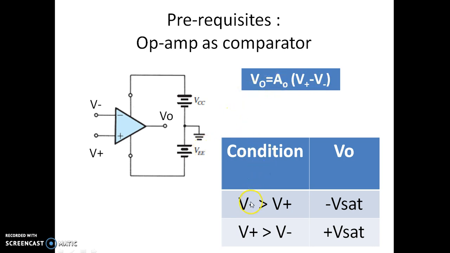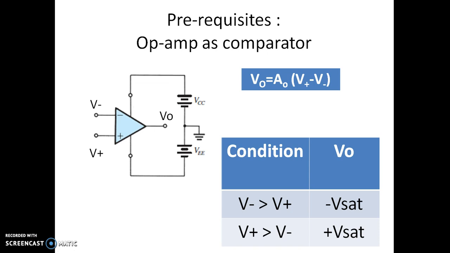Now when V minus is greater than V plus, that is, the voltage at the inverting terminal is greater than the voltage at the non-inverting terminal, the output voltage is at minus V sat. Because we do not have any feedback here, the output voltage ends at negative saturation because the voltage at the inverting terminal is more than at the non-inverting terminal. It is vice versa when the voltage at the non-inverting terminal is more than the inverting terminal: the output voltage is plus V sat.